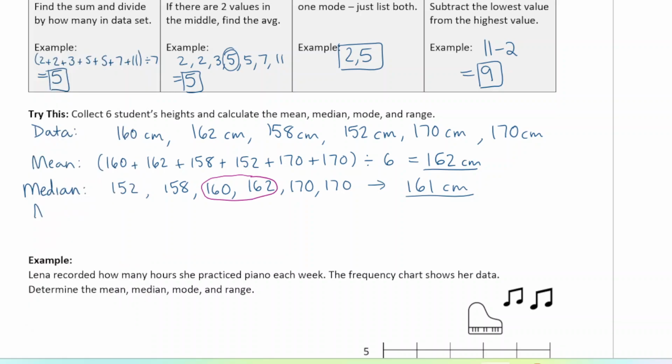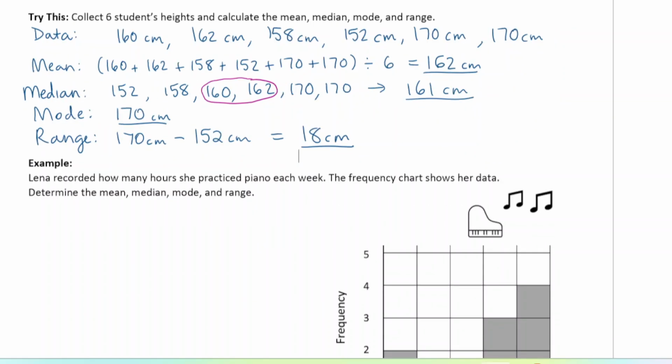The mode is the one that occurs the most often. And for this data set, 170 occurs twice. So it would be 170. And then the range is the difference between the largest height, which is 170, and the smallest height, which is 152. And so for this data set, it would be 18 centimeters. Okay, so that's the mean, median, mode, and range when you have a list of data.